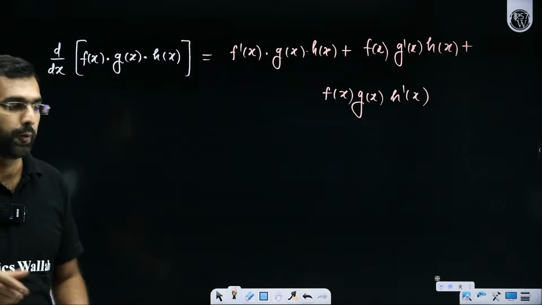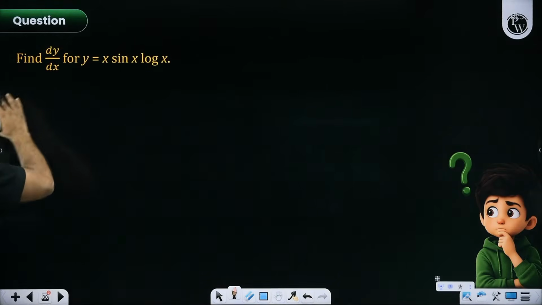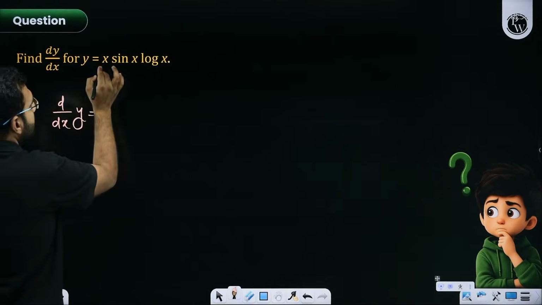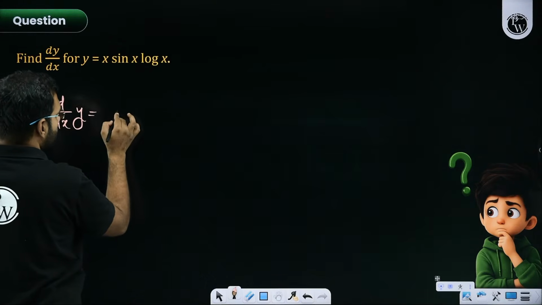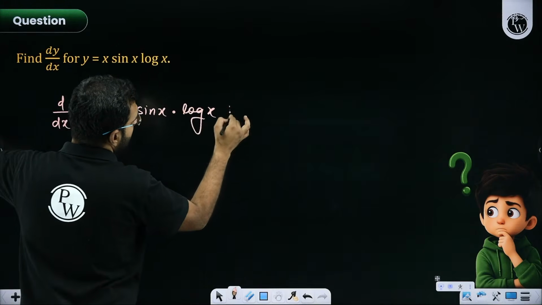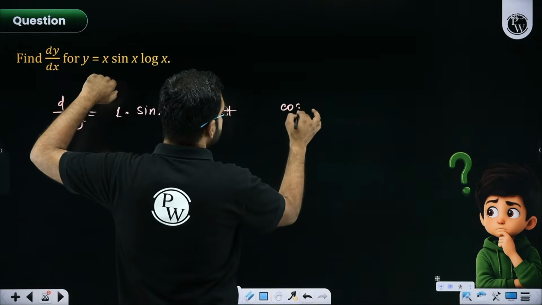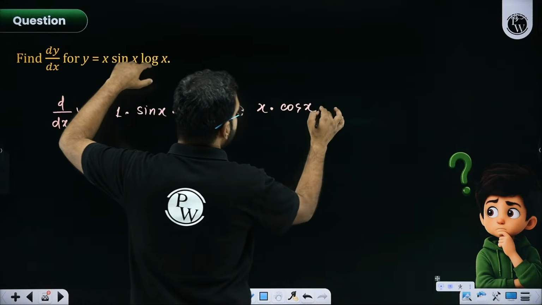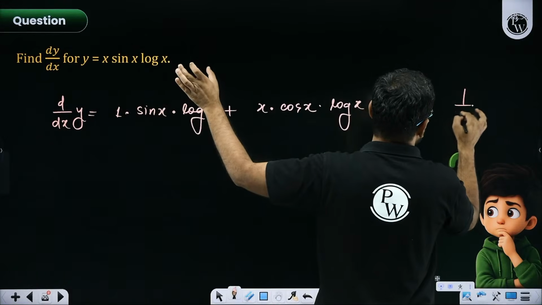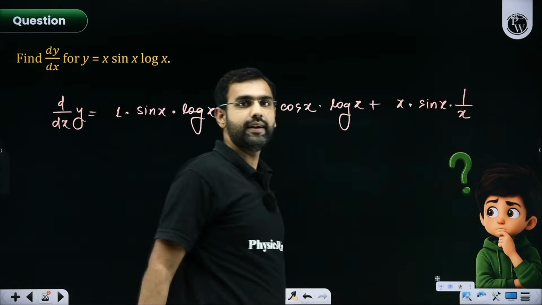Okay, no worries. Let us take a very quick example so that we can apply it here. If I want to find d/dx of y, I'll say d/dx of x, so the derivative of x is 1 into the other two as they are, which is sin x into log x, plus d/dx of sin x, which is cos x, and keep the other two as they are, which is x and log x, plus d/dx of ln x, which is 1 by x, keep the other two as they are, which is x and sin x. Are you comfortably getting it now?